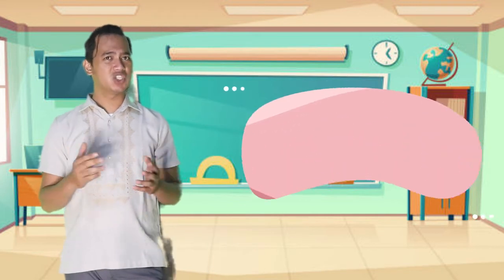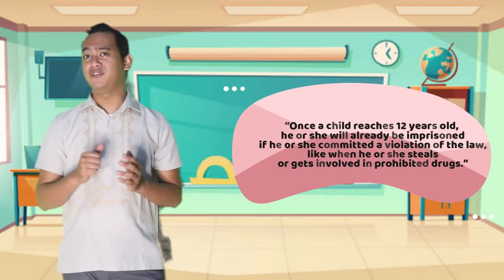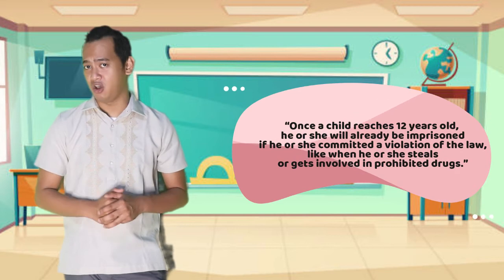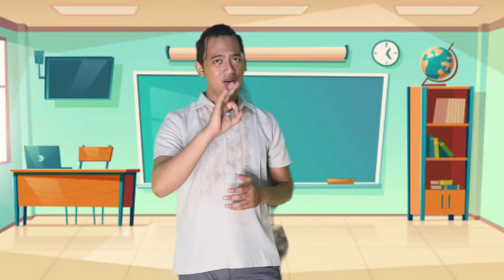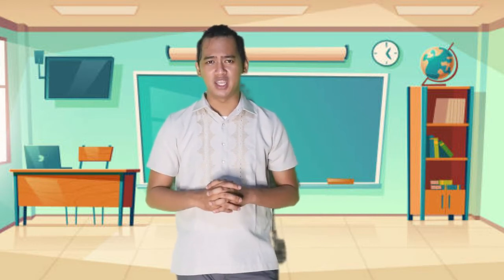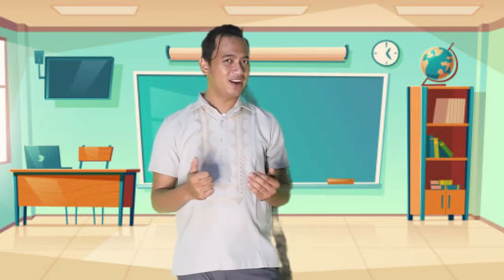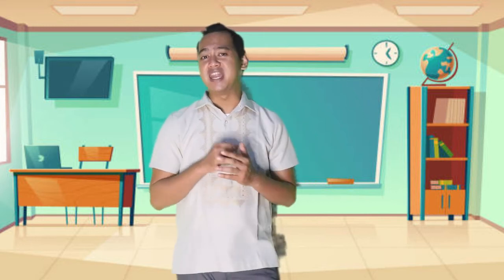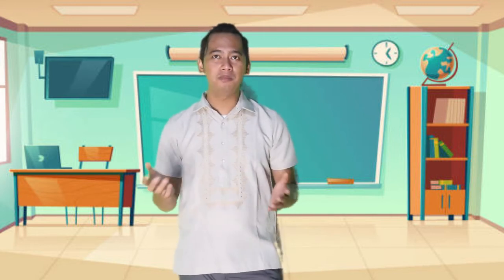At this point, I would like you to think about whether or not you agree with the proposition which says, once a child reaches 12 years old, he or she will already be put in prison if he or she commits a violation of the law, like when he or she steals or gets involved in prohibited drugs. Then, list down at least 3 reasons why you agree or disagree. You don't have to explain it in detail yet. Just decide whether you agree or disagree and list down 3 reasons. You have 4 minutes to accomplish this task.